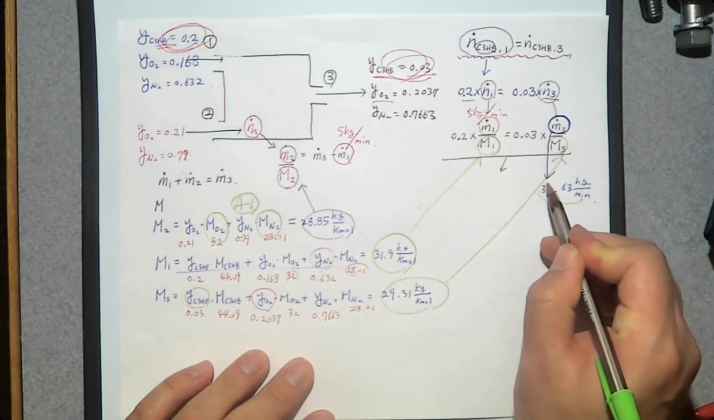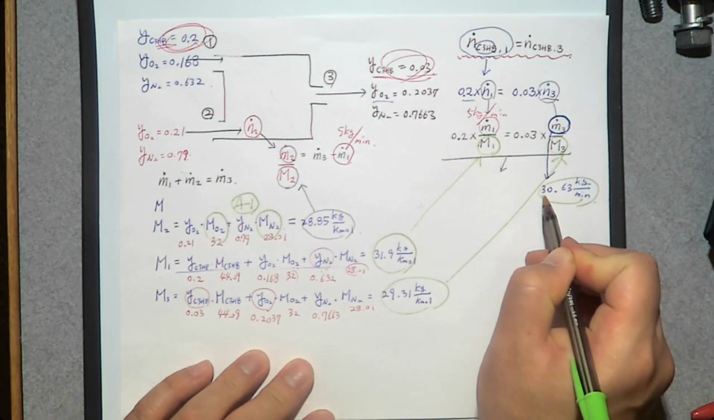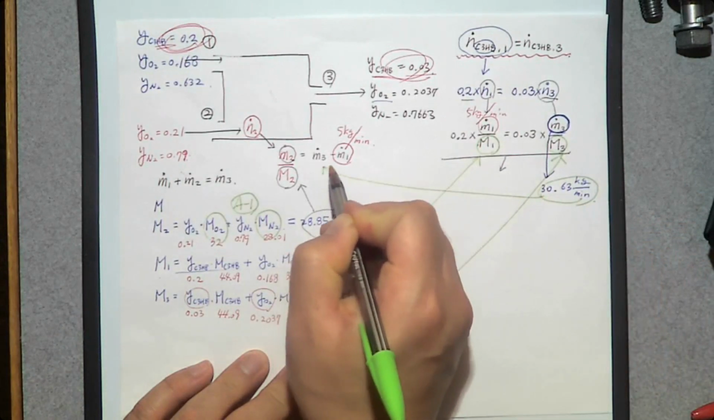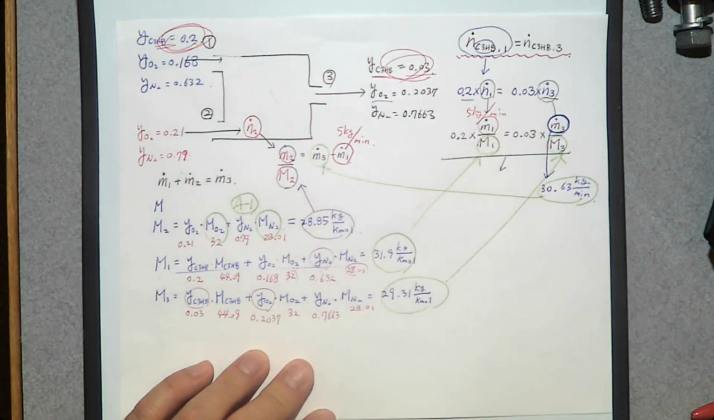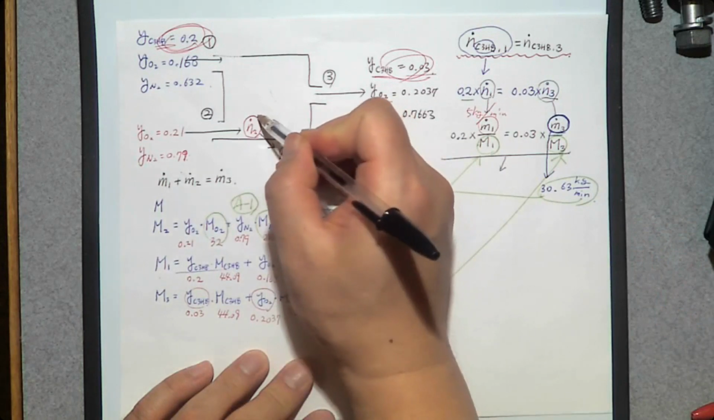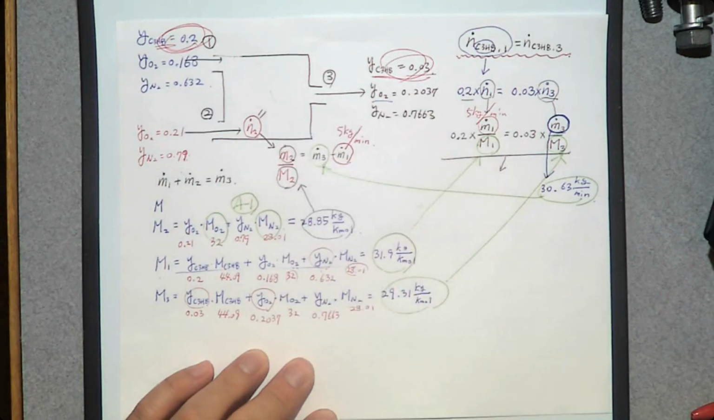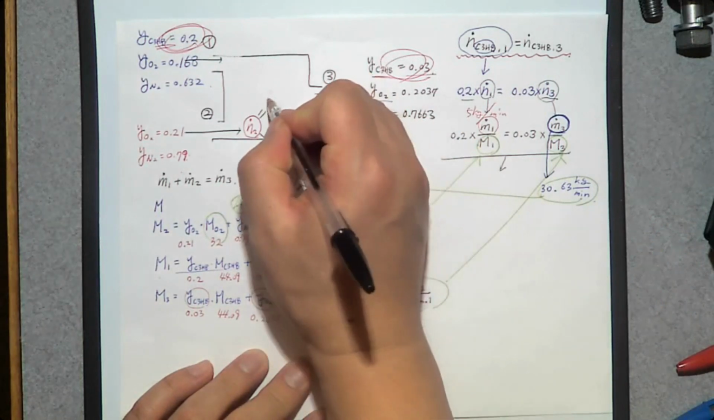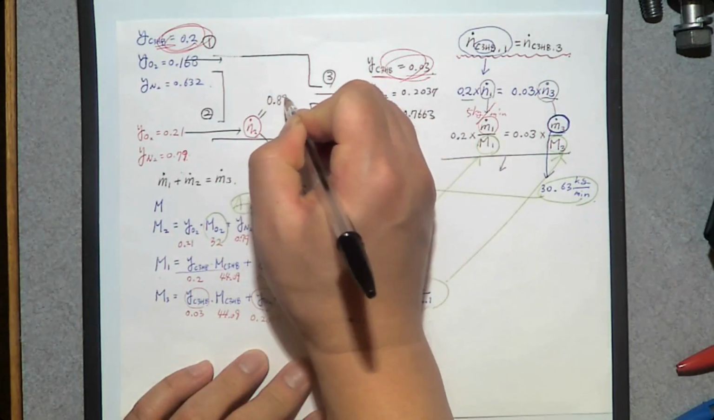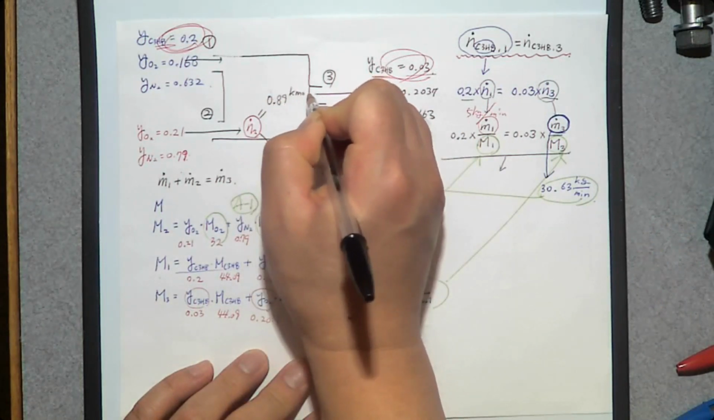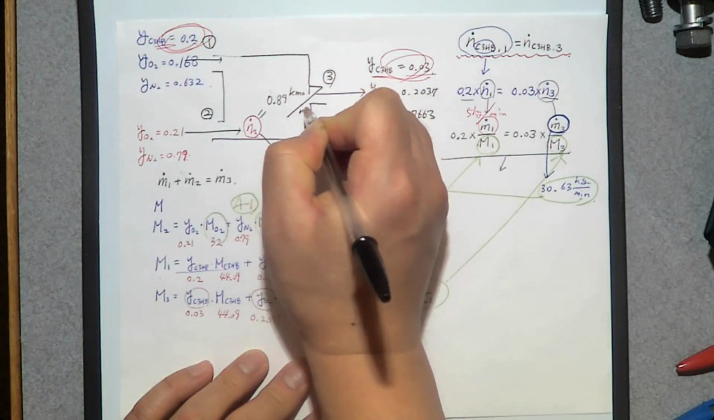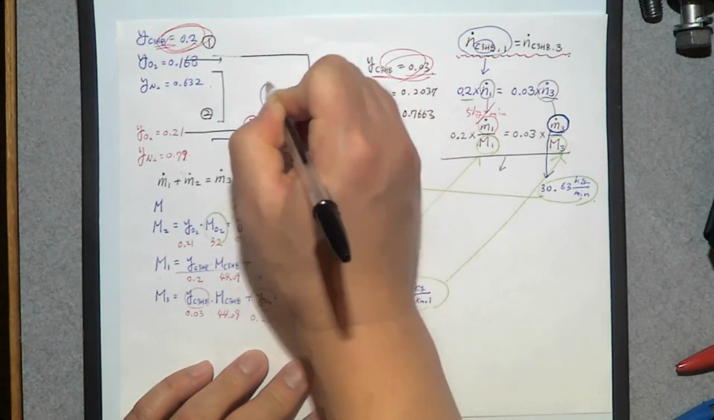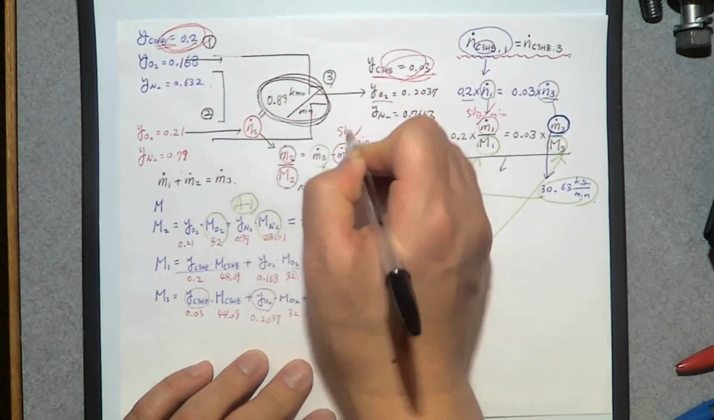Then this value goes back to this equation here. Then we can find n dot number 3 and n dot number 2, which is 0.89 kilomole per minute. So this is the final answer.